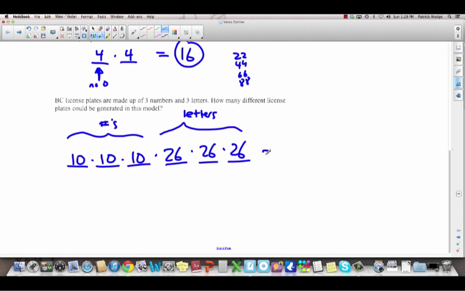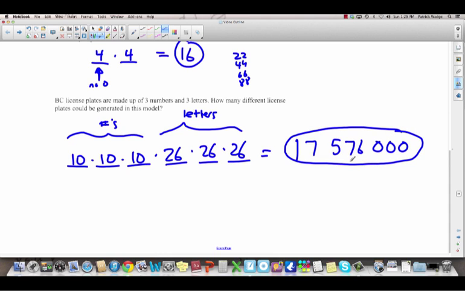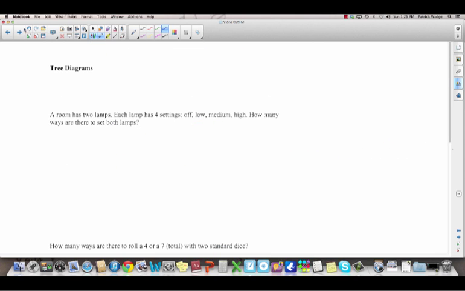The answer will be, once you multiply that all out, 17,576,000. So I hope this gives you an idea about how you want to start using the fundamental counting principle. I don't want to sit here and list 17,576,000 different combinations. That's too many for my liking. Okay, so that's that. The second part of the lesson today is tree diagrams.